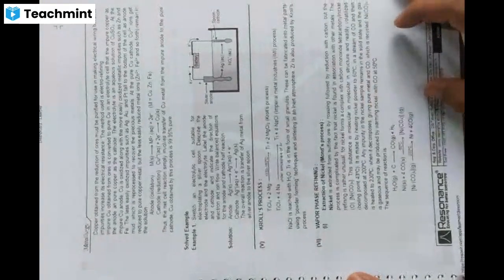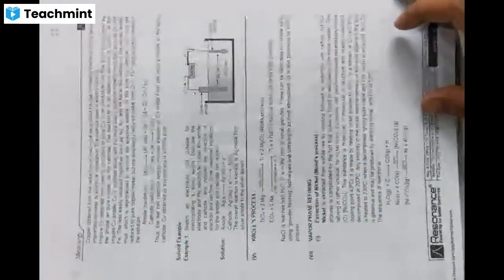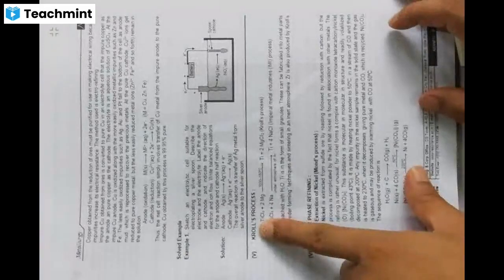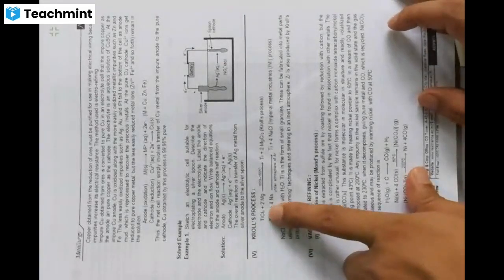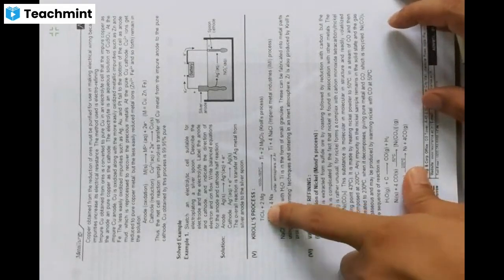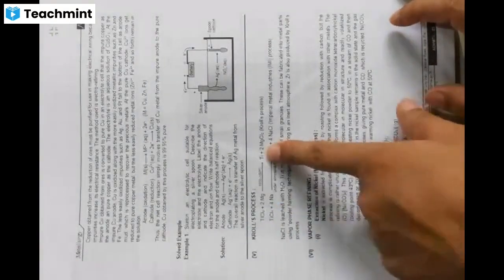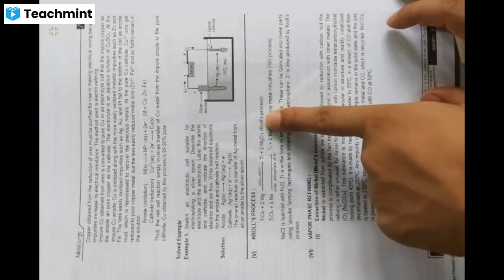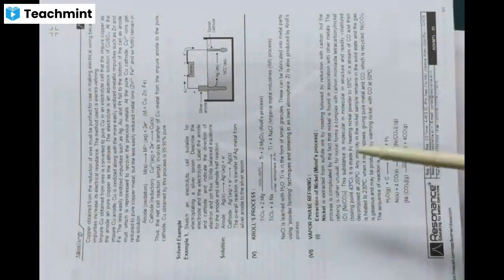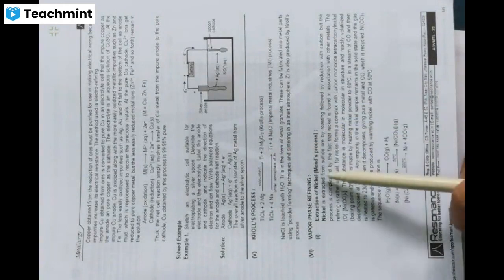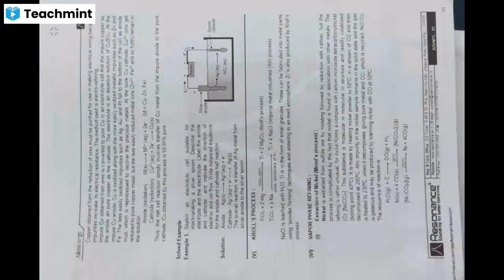And then we have again another process, Kroll's process, for extracting titanium from titanium halides like titanium chloride. So through Kroll's process, we can extract titanium, and then Mond's process is used for extraction of nickel from its ore.